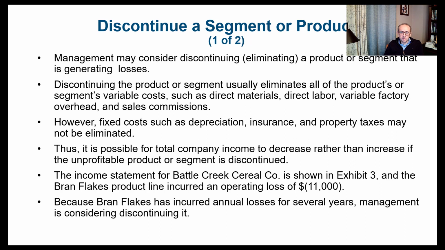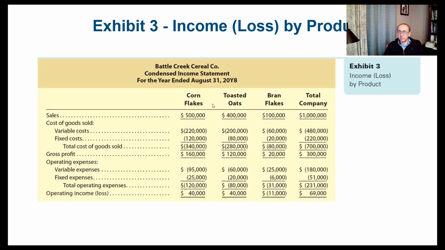So the income statement, let's see this example. Assume that the income statement for Battle Creek Cereal Company is shown in Exhibit 3 here in this exhibit. You see here they have 3 products or 3 segments: corn flakes, toasted oats, and bran flakes. And you can see that the bran flakes is the one that has an operating loss. So management is considering getting rid of that or discontinuing the bran flakes division.